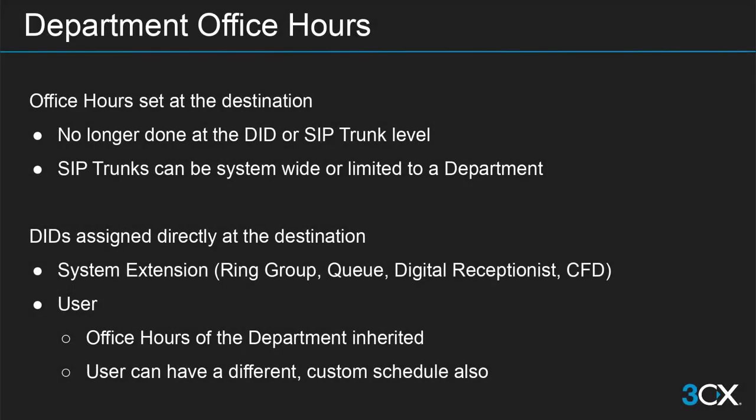One of the major changes that we have made to version 20 and the departments is the routing of the office hours. The office hours are set at the destination. We previously had office hours in the inbound rules for the DIDs and also for the SIP trunks, in addition to the global office hours. We no longer do that. The DIDs are assigned directly at the destination, and we can also define the office hours of the department. SIP trunks can also be used system-wide, or they can be limited to a particular department.